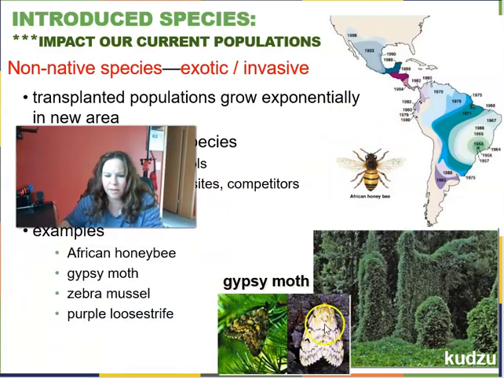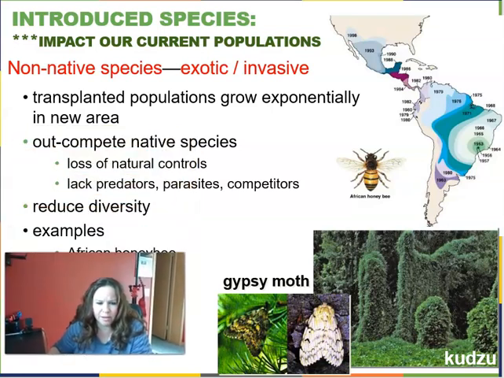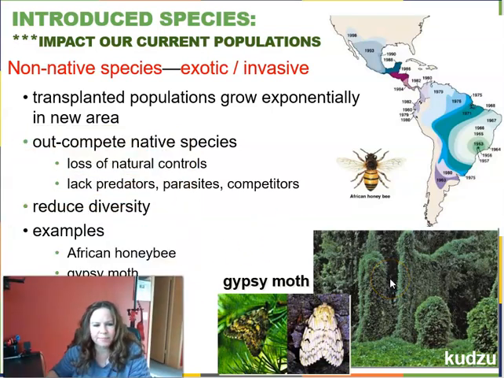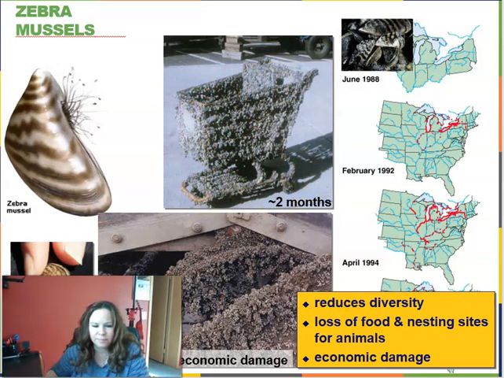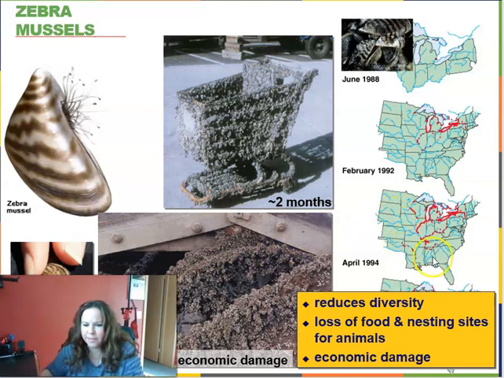The gypsy moth down here is another one that we look for in Minnesota. In fact, the DNR traps them to count their numbers every year to see how their numbers are growing. Zebra mussels in the Great Lakes just cover everything. And another plant called purple loosestrife. There's the zebra mussels. Here they are covering a shopping cart completely after just 2 months. They do a lot of damage.